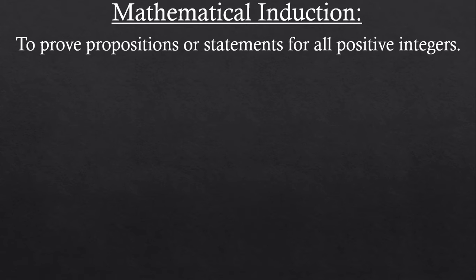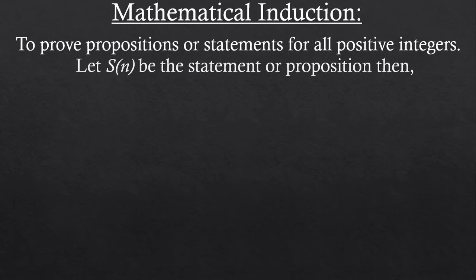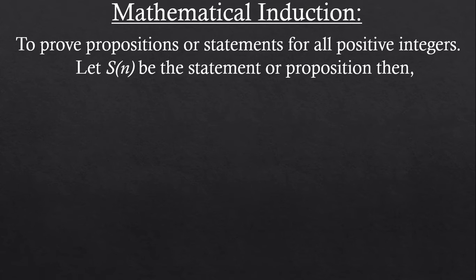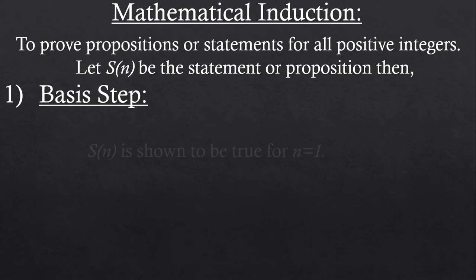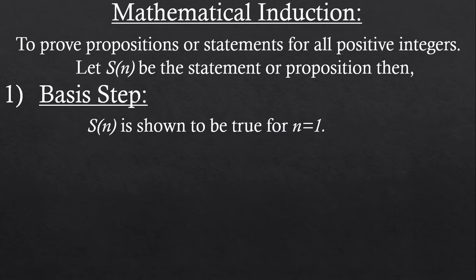Keep in mind that the statements to be proved are only for positive integers, and mathematical induction consists of only two steps. Before explaining the two steps, let's call our statement S of n. Now, the first step is called the basis step, which is super simple. In this step, we just need to replace n by 1 in the statement and see if it is true or false. Obviously, if it is true, we proceed, and if it is false, we say that this statement is not true.